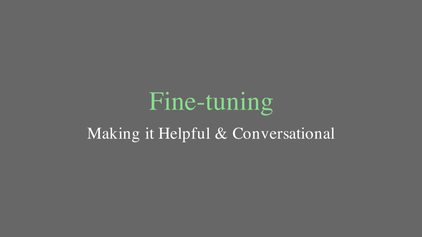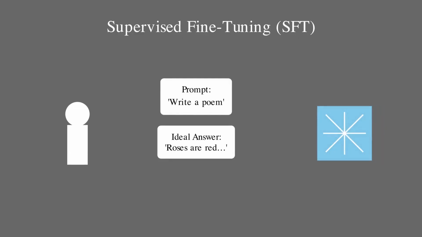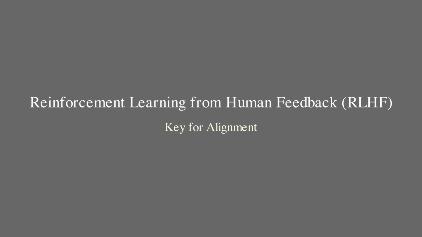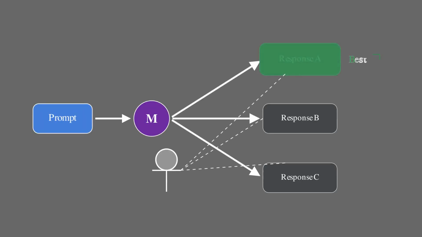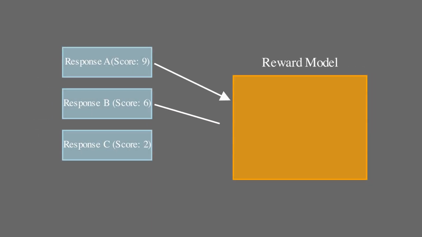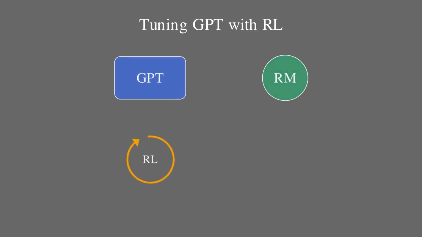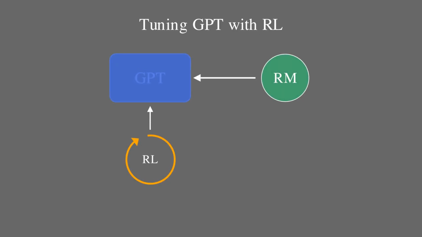Pre-training makes it knowledgeable, but not necessarily helpful. That requires fine-tuning. First, in supervised fine-tuning, humans create quality prompt-response pairs to teach the model instruction following. Next is reinforcement learning from human feedback, or RLHF. This is key for alignment. Humans rank different model outputs for quality based on helpfulness, honesty, and harmlessness. This ranking data is used to train a separate reward model that predicts human preferences. Finally, the GPT model is tuned using reinforcement learning to generate responses that maximize the reward score.